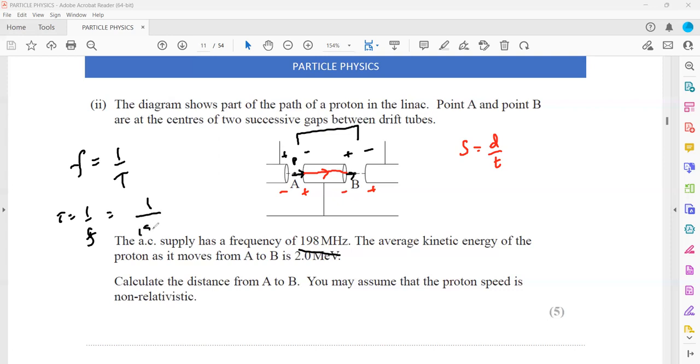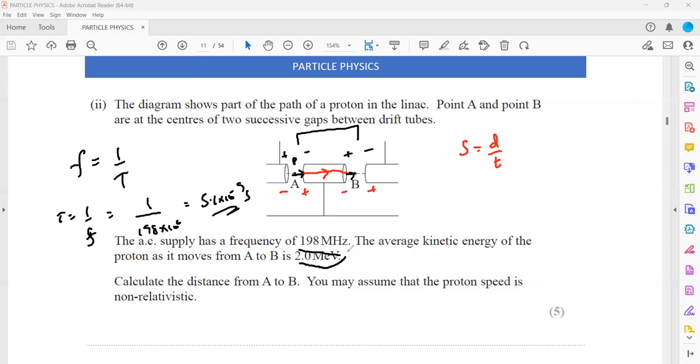So 1 divided by 198 times 10 to the power 6, because it's mega, as it is in megahertz, you have to convert into hertz. Then take the reciprocal, and this will be 5.1 times 10 to the power minus 9 seconds. That is the time it will take to move from one place to another. The second thing, we need the speed. How to work out the speed? They give us the kinetic energy.